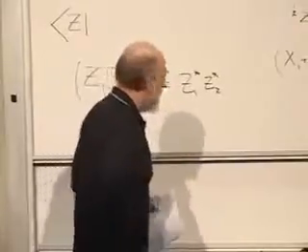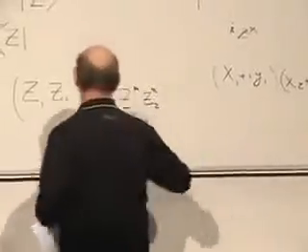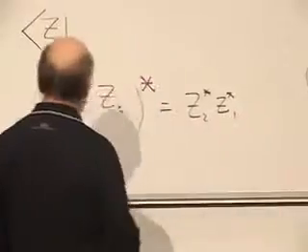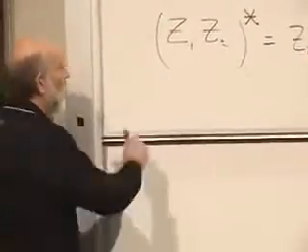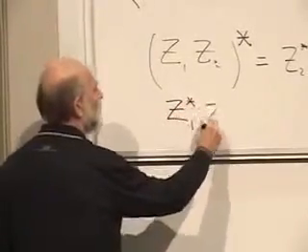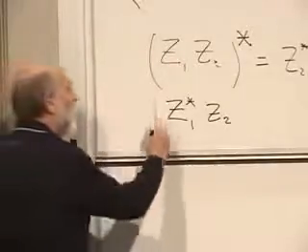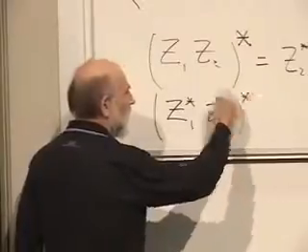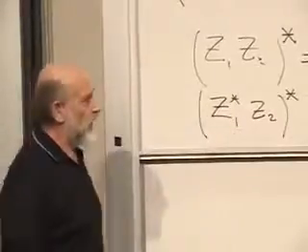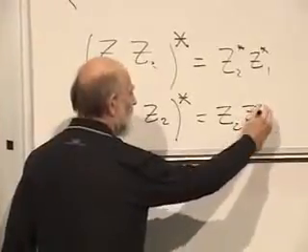Just for notational reasons, I'm going to change the order here and put the 2 here and the 1 here. Another example, another similar fact. What about z1 star z2? Supposing I take z1 star z2, that's a thing I can write down, and I take its complex conjugate, the complex conjugate of this product. The rule is just complex conjugate each factor, and that's just equal to z2 times z1 star.